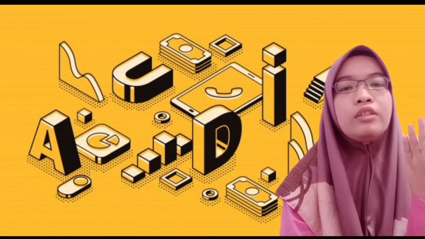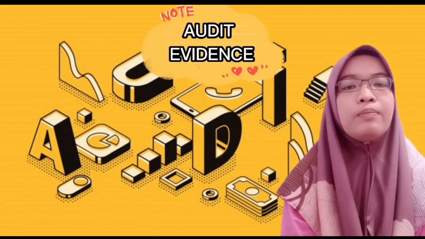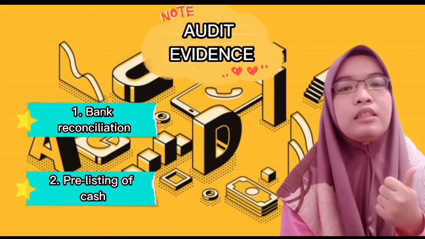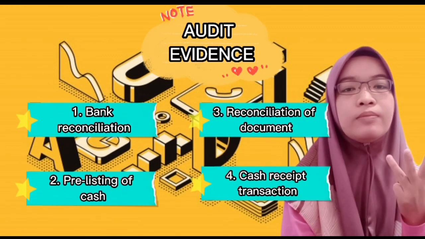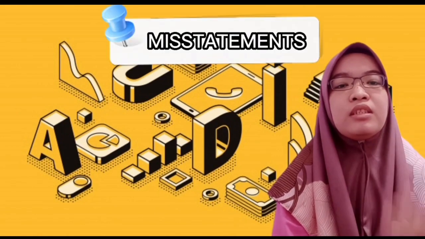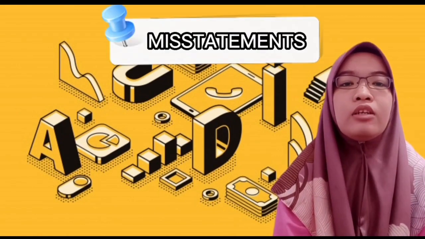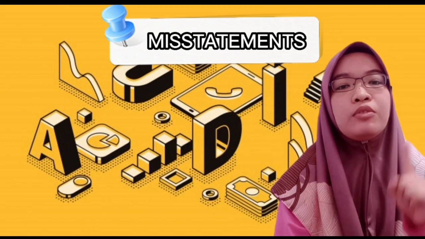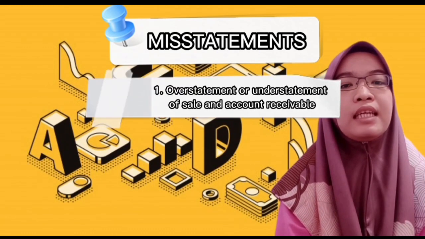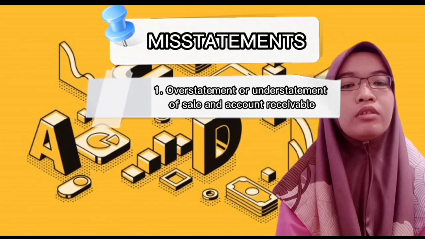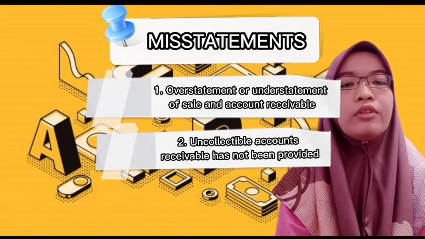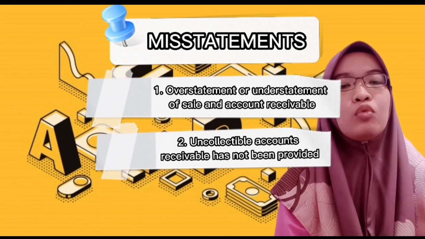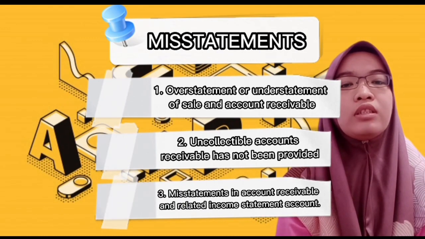There are four audit evidence of completeness, which are bank reconciliation, pre-listing of cash, reconciliation of document, and cash receipt transaction. And there are three possible misstatements that may occur if the sales are not recorded completely. The first one is overstatement or understatement of sales and account receivable. The second one is uncollectible account receivable have not been provided. And the third one is misstatement in account receivable and related income statement account.